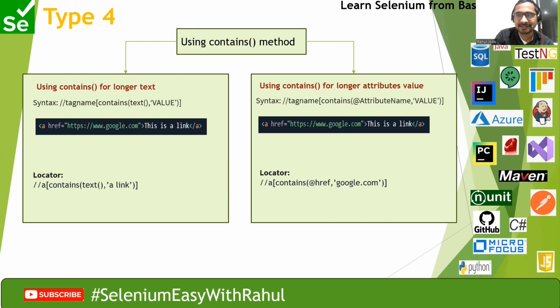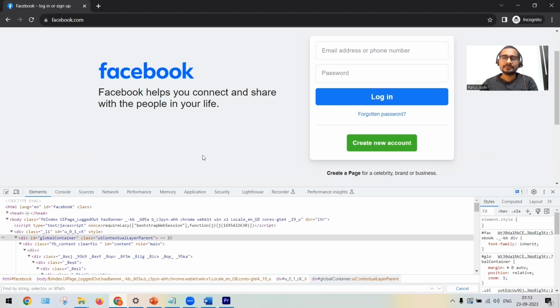So let's see an example. Again, I'm going to give a demo. Let's check it out. Let me give you an example for creating the XPath using the contains method for longer text.